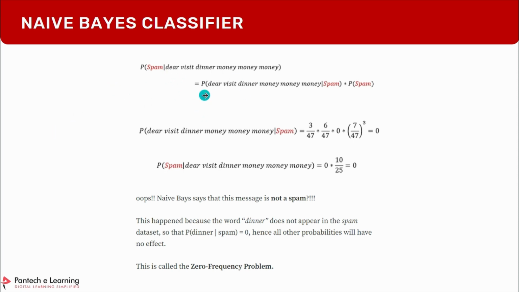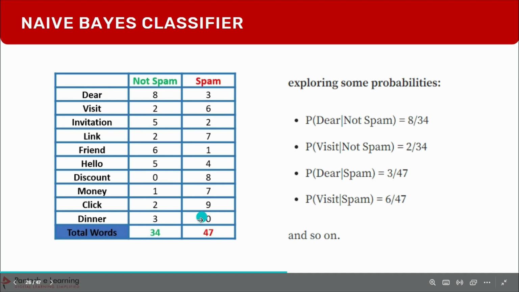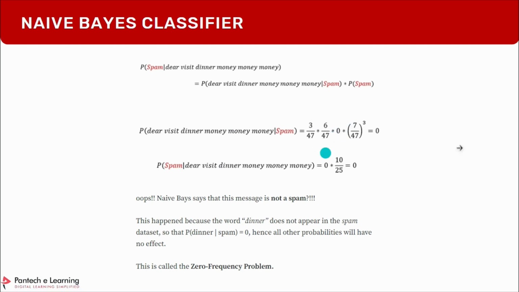The formula for this is to take the probability and multiply it with the total spam, and we can see that we are having this for "dear, visit, dinner, money, money, money." So we need to see it from here. In dinner we are having the spam value which is 0. So when you calculate the spam for it, the entire thing goes down to 0. What does that mean? Does that mean that it is not a spam, but it is actually a spam? That is actually an issue.